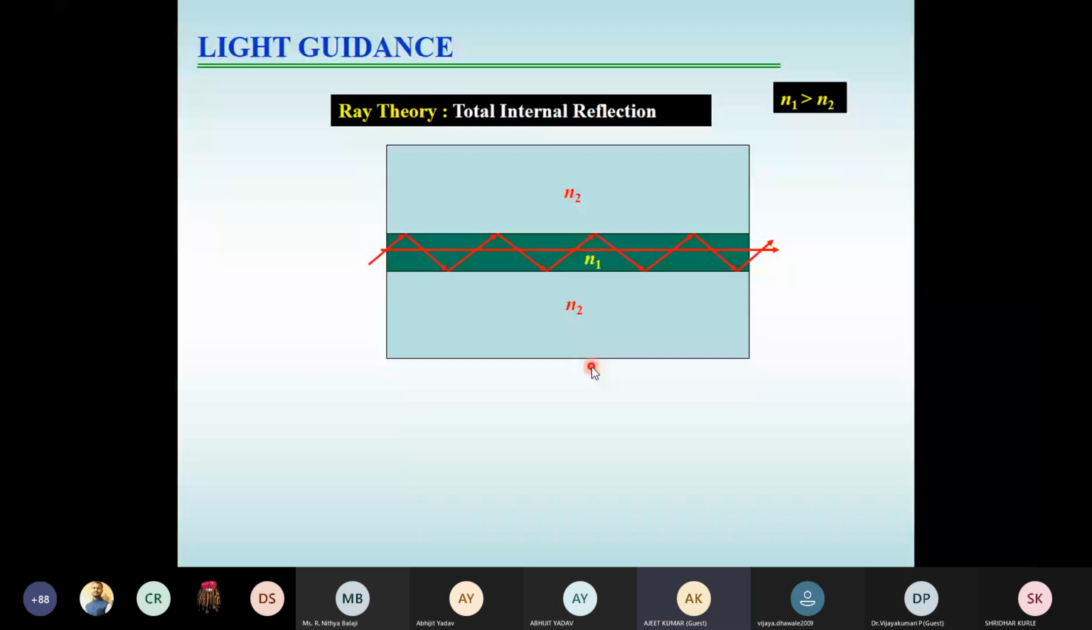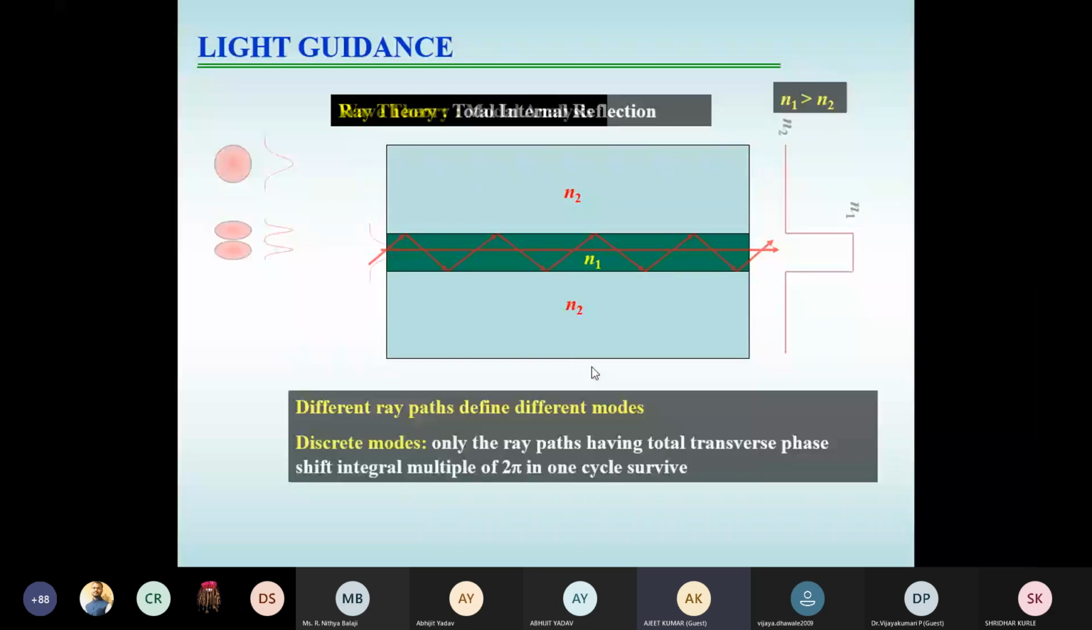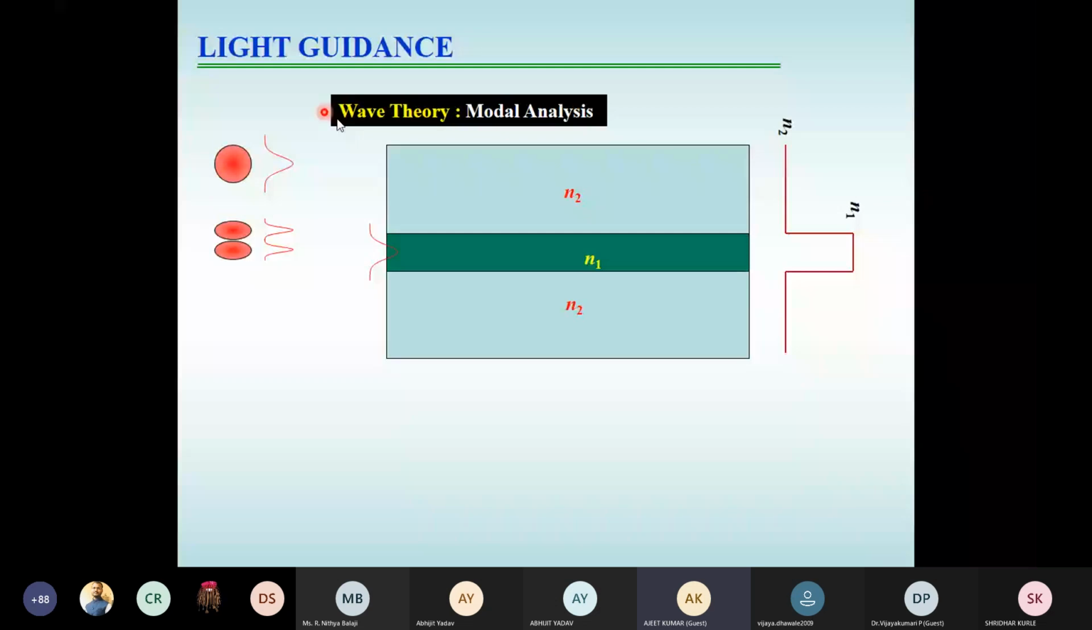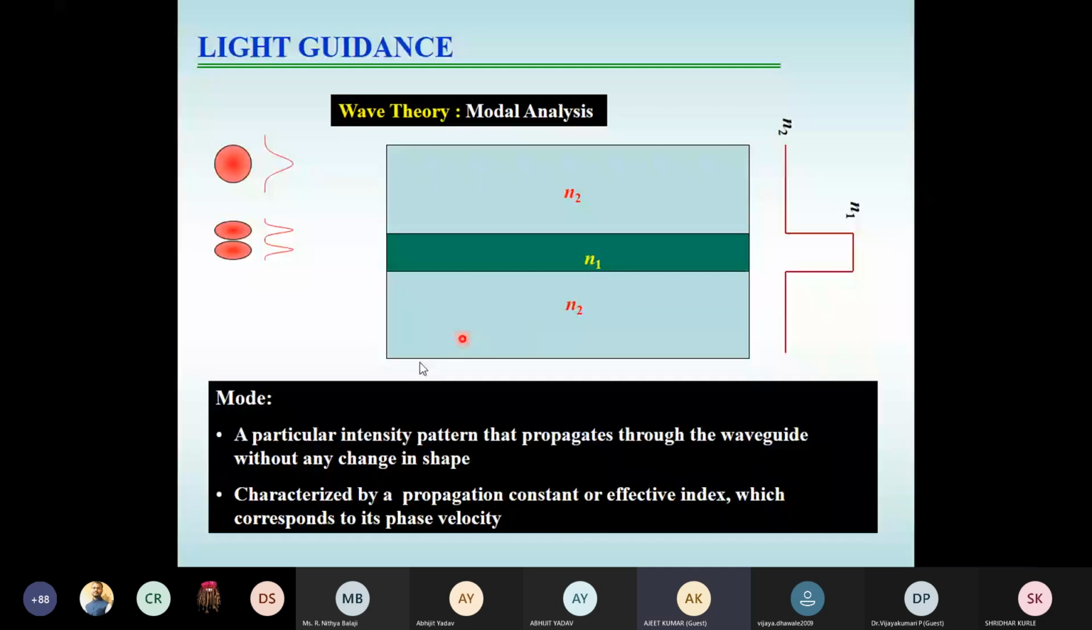Another and better approach to understand the propagation of light through an optical fiber is not the ray theory, but the wave theory, which is called the modal analysis. So you have this kind of refractive index, and when you launch the light, it gives you various modes. What are these modes? These modes are a particular intensity pattern which propagates through the optical waveguide without changing its shape. And these modes are characterized by the propagation constant or effective index.